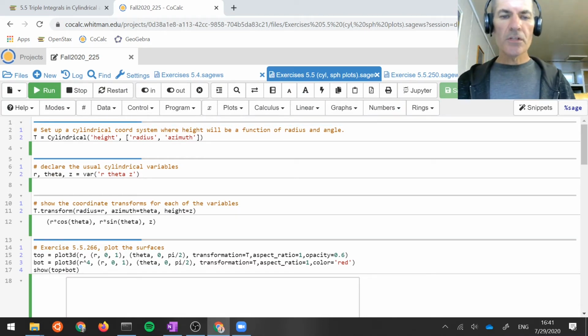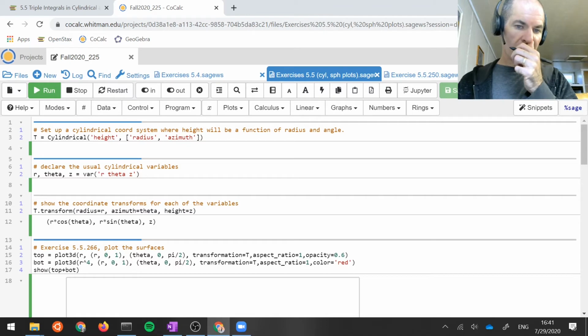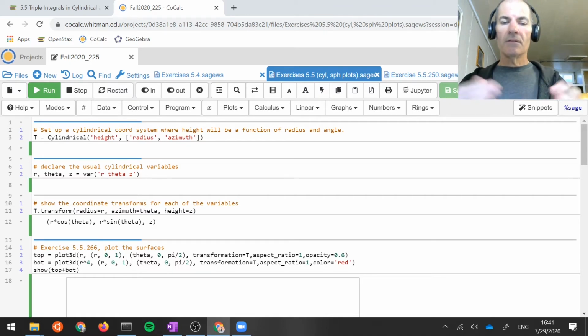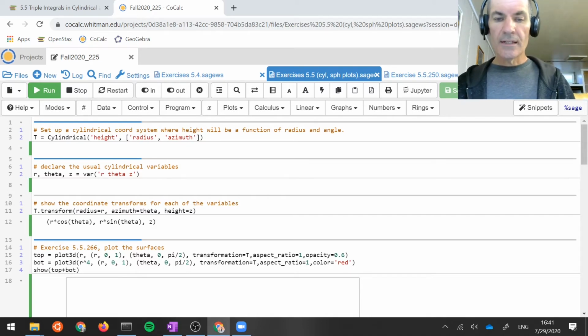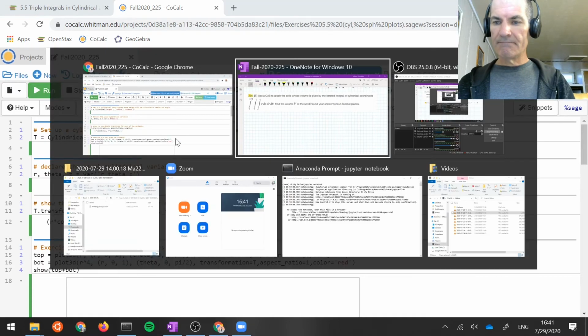So the first thing you need to do if you want to use a different coordinate system is tell Sage which coordinate system you're going to use. So the incantation for this is t equals cylindrical, and then this syntax here is telling me that in the future I'm going to be expressing the height in terms of the radius and the azimuth, I guess.